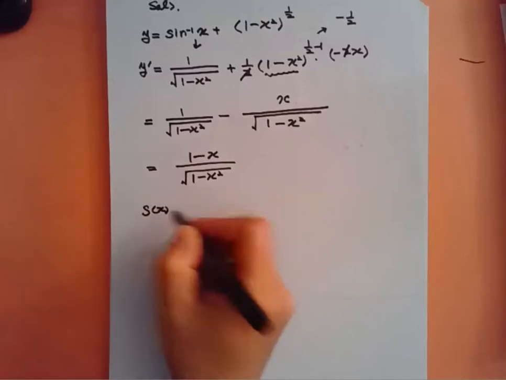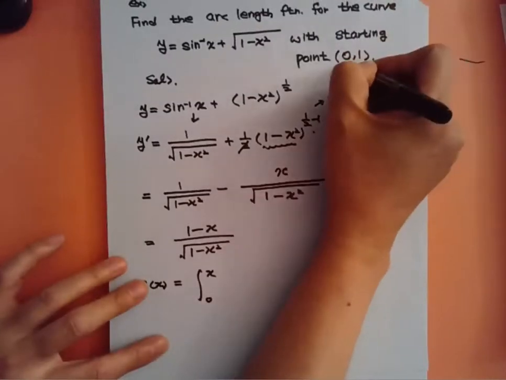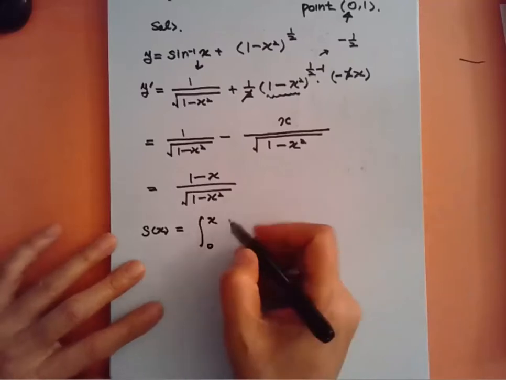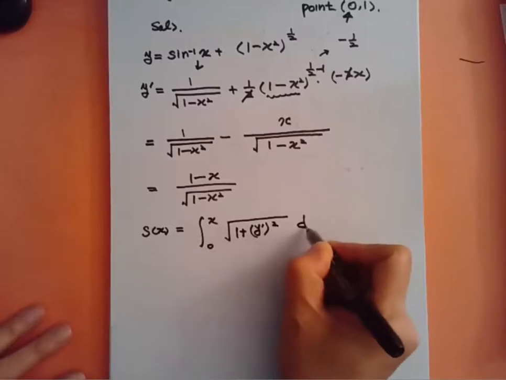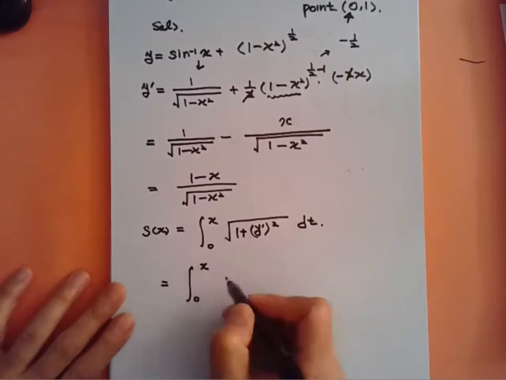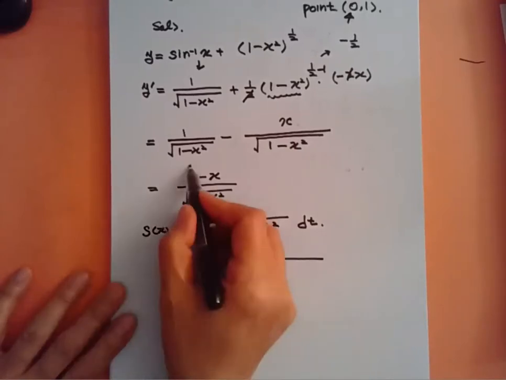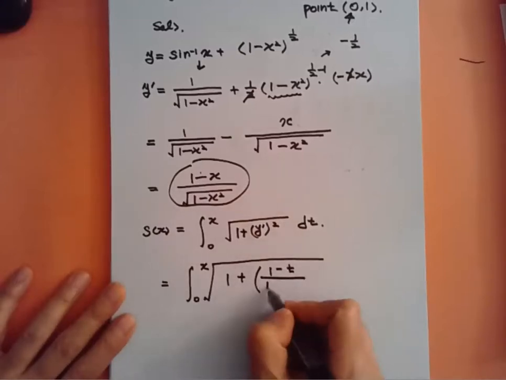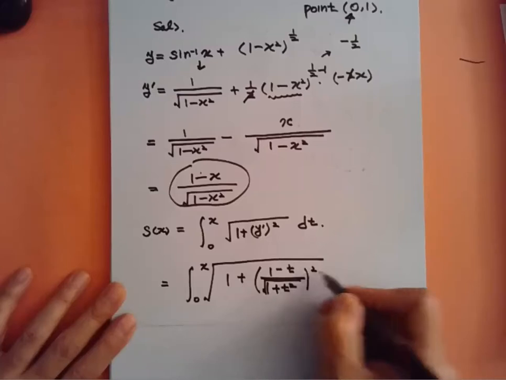So the arc length formula goes like 0 to x, because the starting point is (0, 1). We are using the x variable, and so we think about the x coordinate at the starting point. So 0 to x, square root of 1 plus y prime squared dt. We already calculated the y prime, so we'll just insert it: the square root of 1 plus this one squared, so (1 minus t over square root of 1 minus t squared) squared, dt.